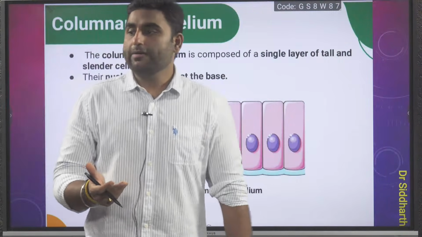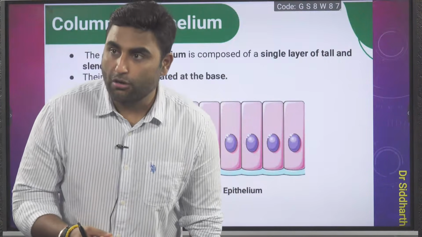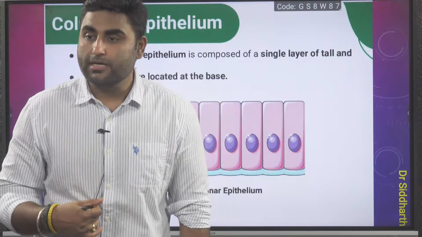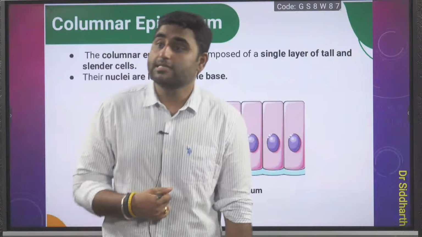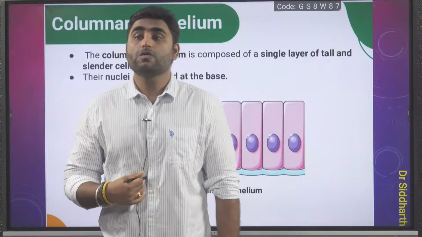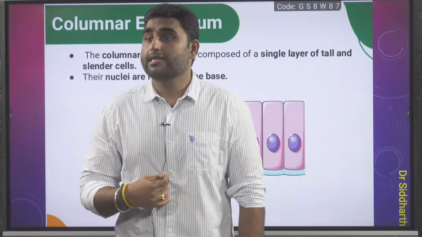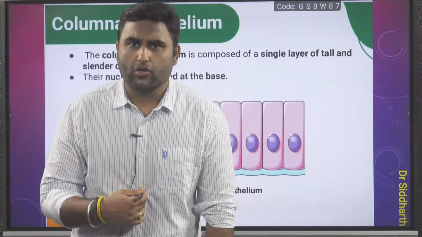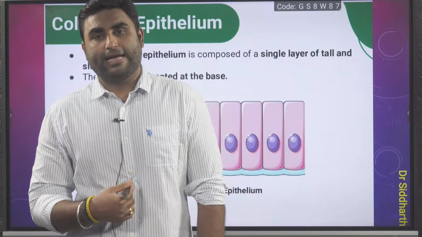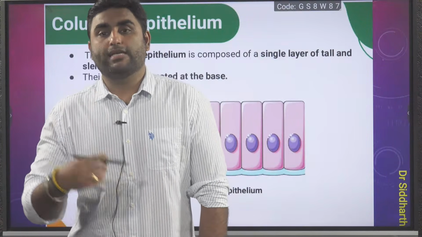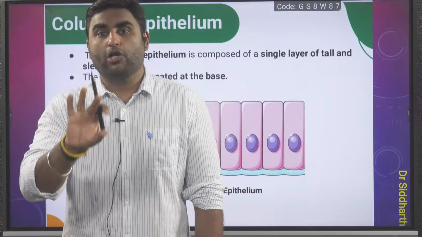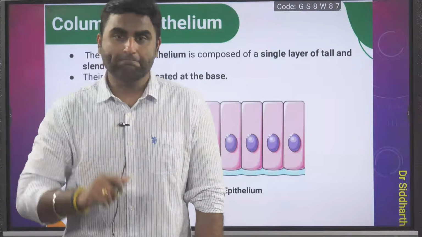Tell me quickly, what is the location of columnar epithelial cells? Is it lining your stomach? Yes or no? Columnar epithelial cell is lining your stomach? Yes. Columnar epithelial cells are lining your gallbladder? Yes, it is lining. Columnar epithelial cells are lining the fallopian tube? Yes. But in the fallopian tube, the columnar cells have cilia.